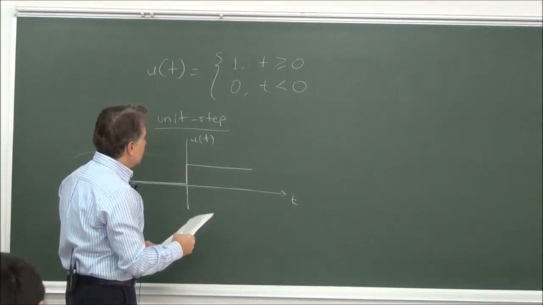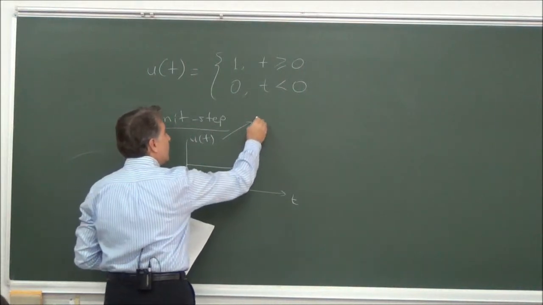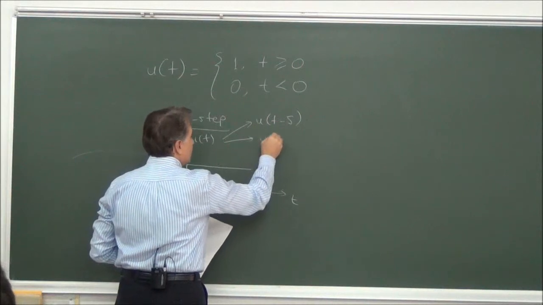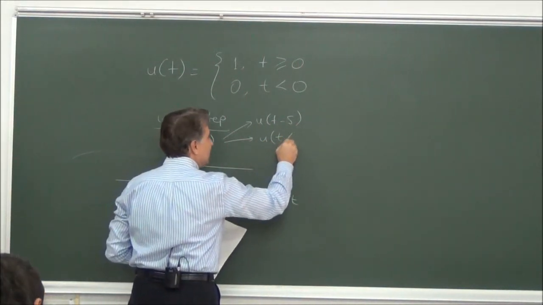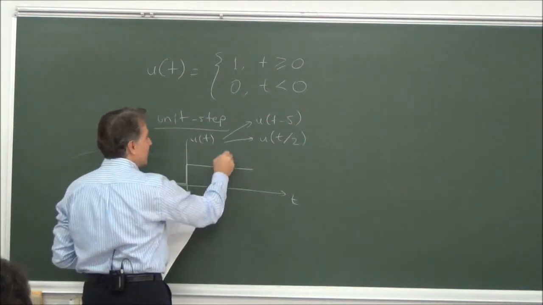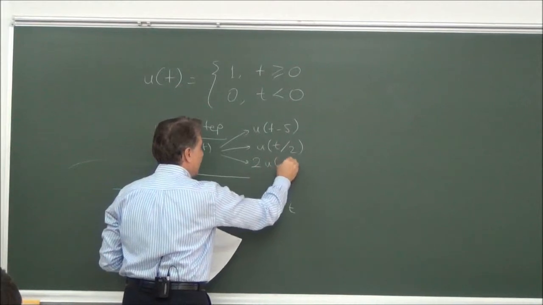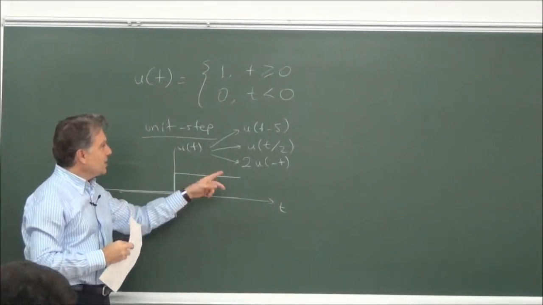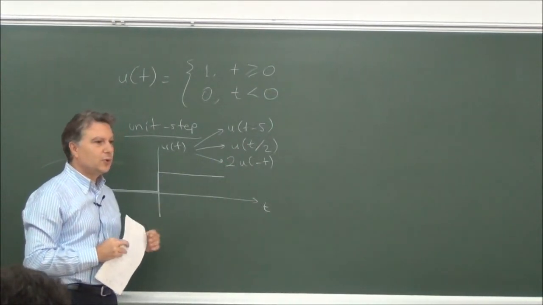What can we do with this thing? For example, you may think of trying to draw u of t minus 5. u of t over 2, that would be an interesting thing, or 2u of minus t sort of thing. Okay, the time transitions. Can you have any idea about what u of t over 2 would look like?